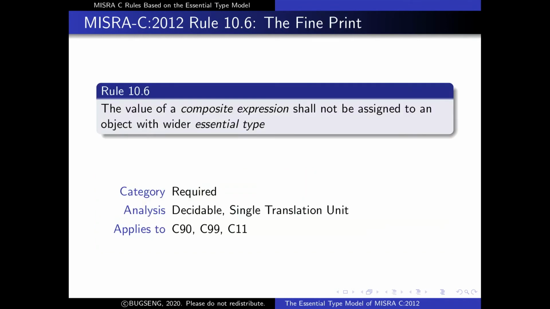10.6, the value of a composite expression shall not be assigned to an object with wider essential type. This might be striking to someone because the reasoning would be, what is the danger if I assign an object to a wider essential type? So it fits, so there should be no problem.